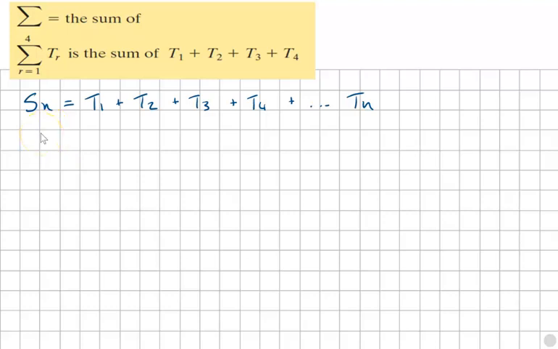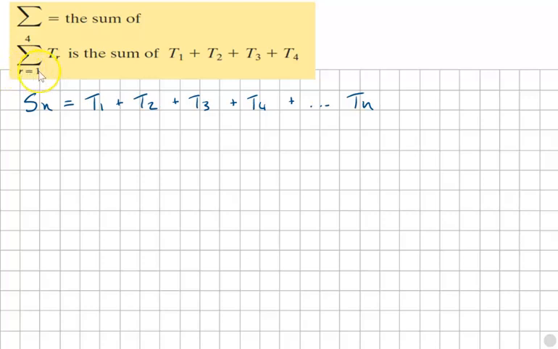This video is about sigma notation of arithmetic series. So this symbol here, it looks like a capital E. It's the Greek letter sigma, and it stands for the sum of. So what we see here, we have sigma. Then to the right of it, we have TR, which represents the nth term. We're used to seeing this as Tn.